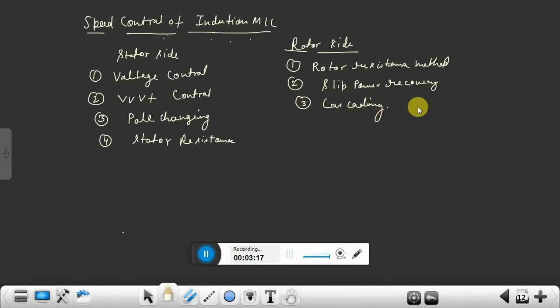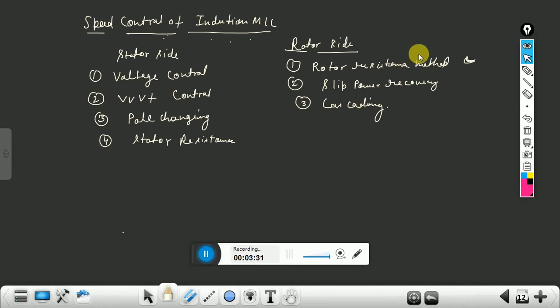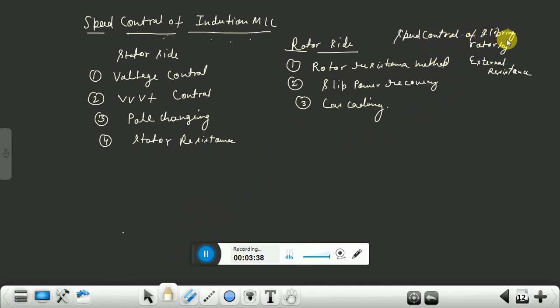Okay, so in these methods we focused on this method. And this method is also known as speed control of slip ring rotor by using external resistance.